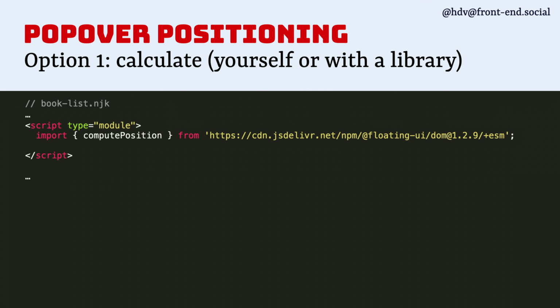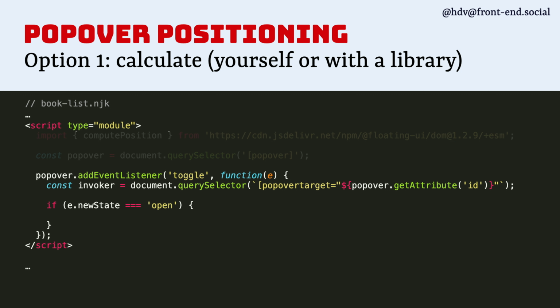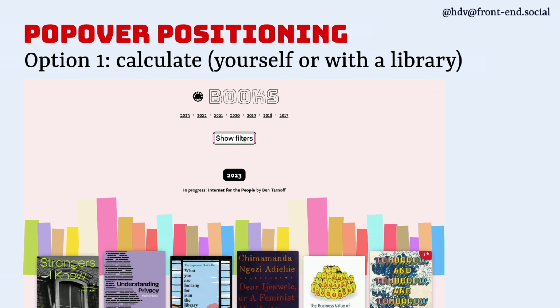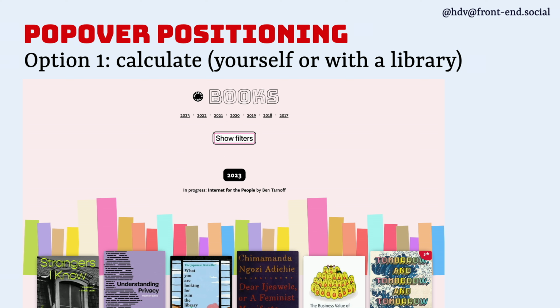So I'm using computePosition. I'm finding my popover, and then whenever it toggles, I basically set inline styles for the popover. I did that for my demo, and it works very nicely. So now my menu is right where I want it to be. This is cool. It feels like a weird hack maybe, but it actually works quite okay.